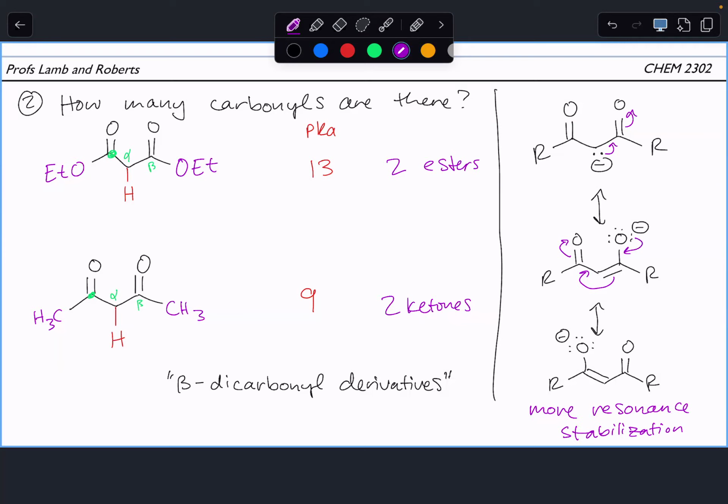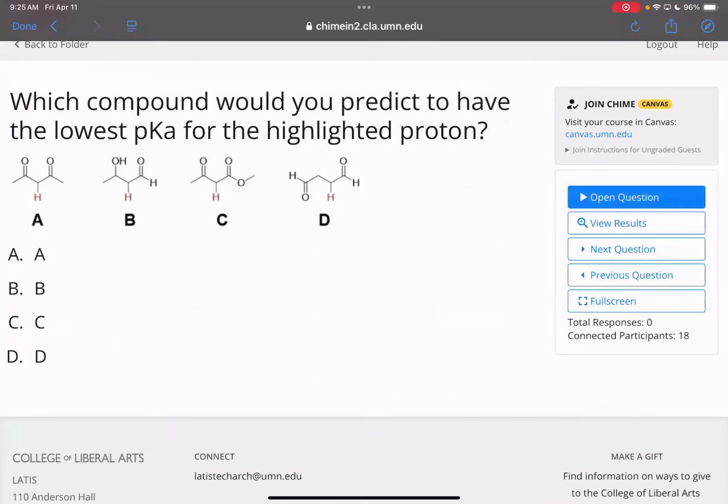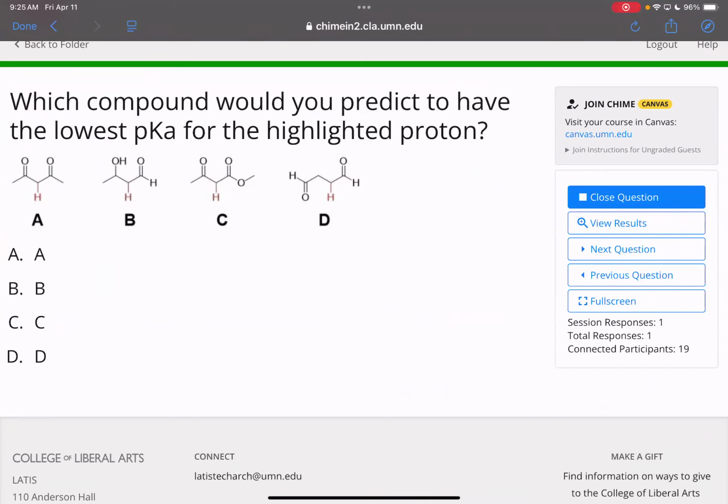Okay. So the rationale that we've been using for every pKa trend that we've learned the entire semester is the same here, right? It's just that it looks a little bit different because what is causing that additional stabilization is slightly different, but it's the same principles. Questions? Let's do a clicker question to see if that's making sense. All right, I'm giving you 4 compounds here. I'm asking you, which compound would you predict to have the lowest pKa of the red proton? So the red hydrogen here.